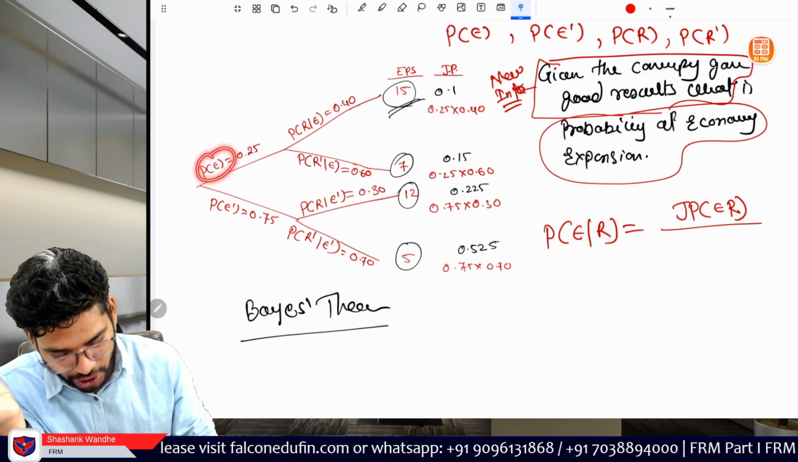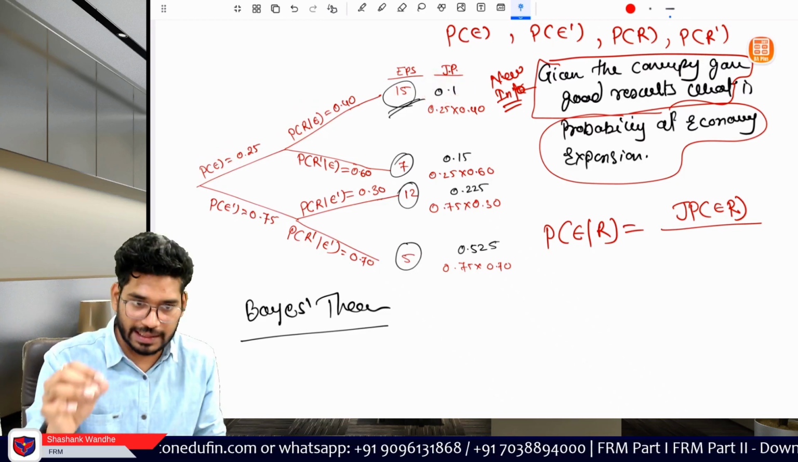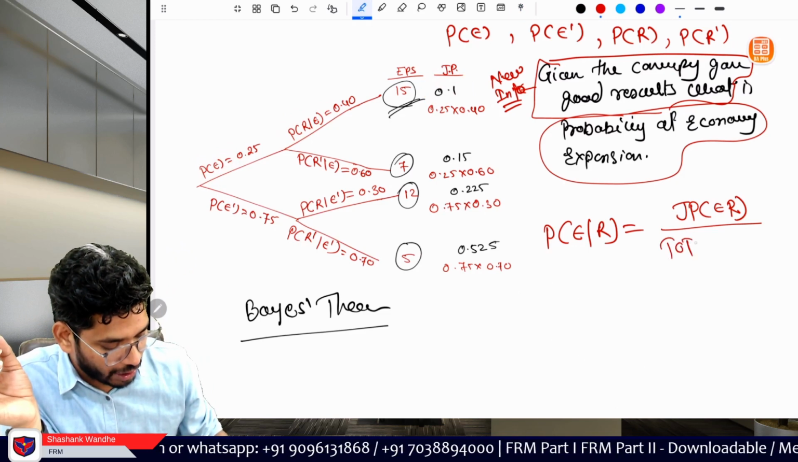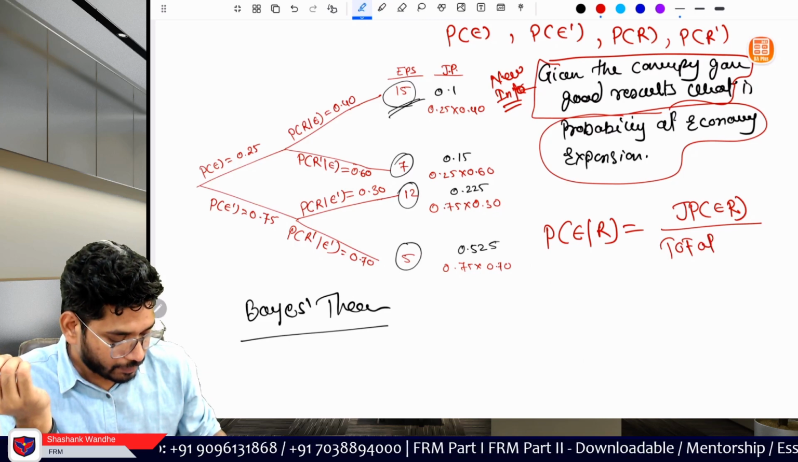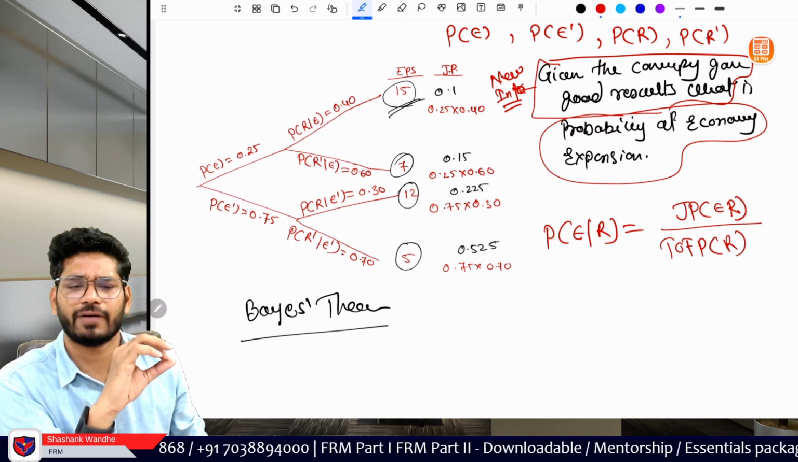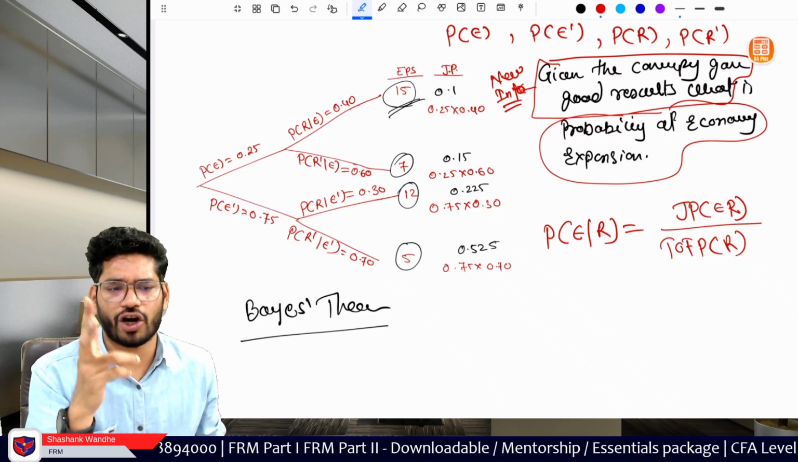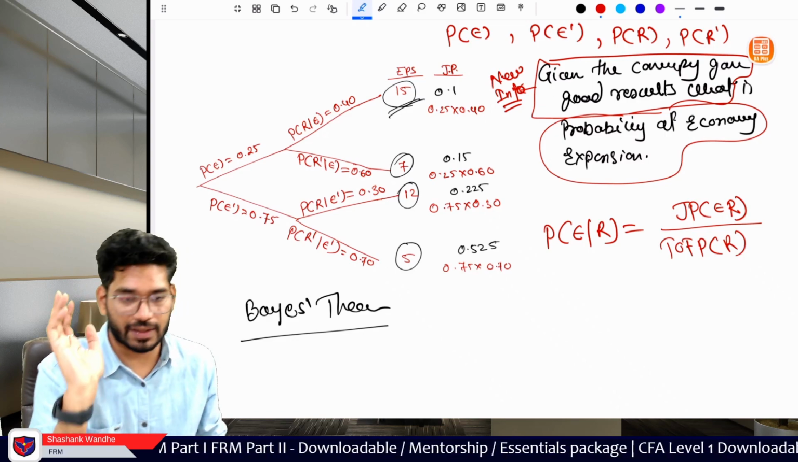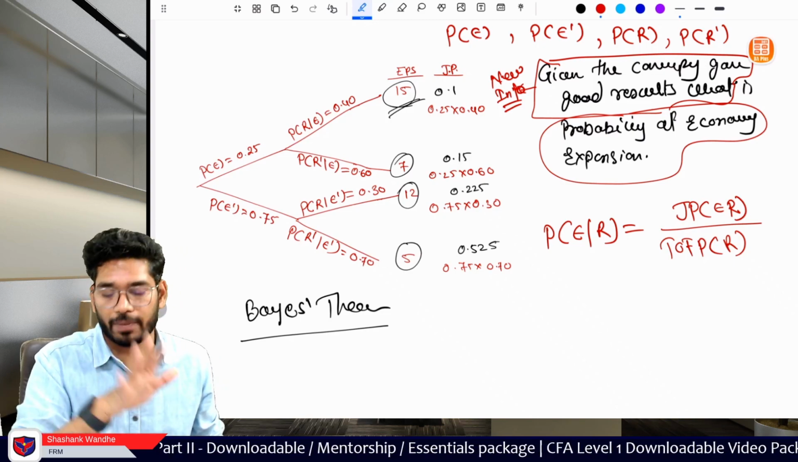So expansion, good results. Okay, so we'll use the joint probability of expansion and good results. And in the denominator, we will take the total probability, also known as the unconditional probability of good results. Simple, very simple. So the calculation is straightforward: joint probability of expansion and good results divided by total probability of good results. I will also show you a second situation so that you are able to understand it in a better manner.